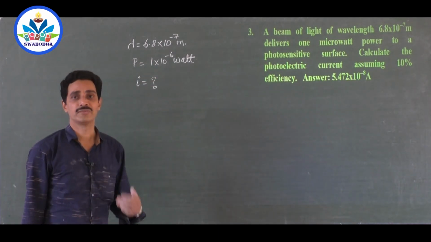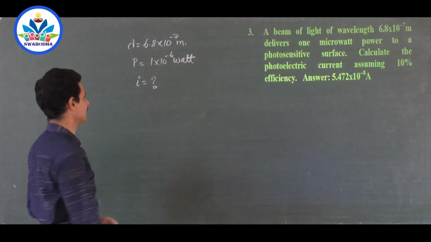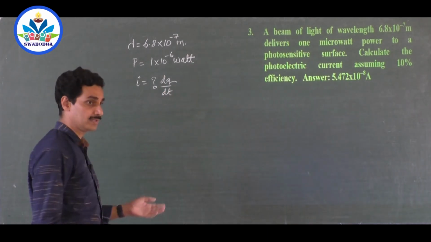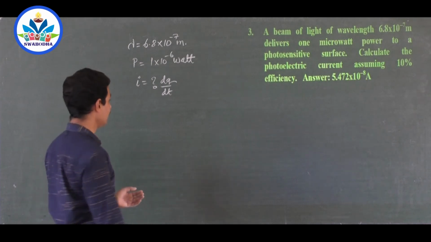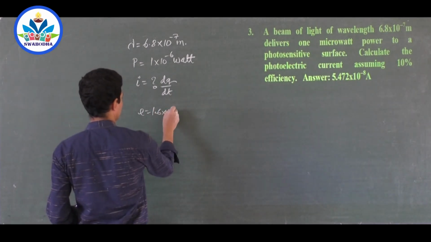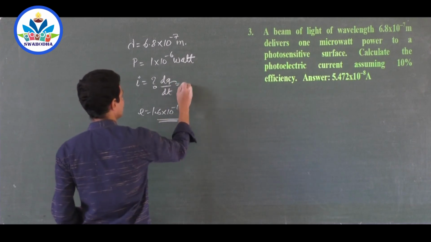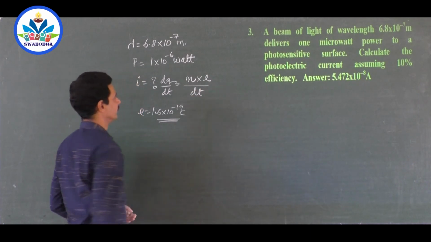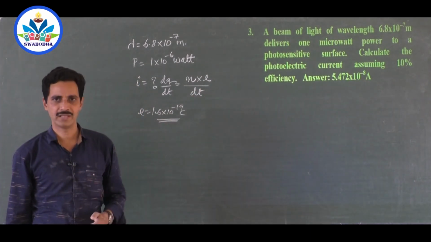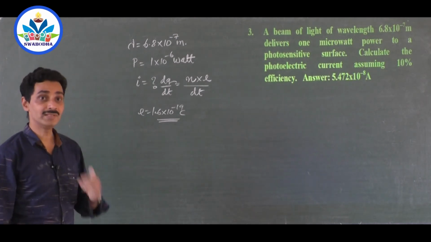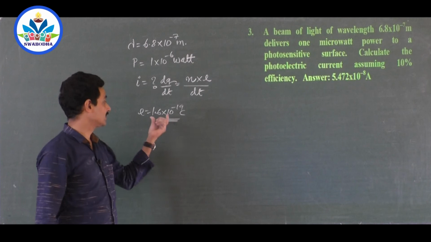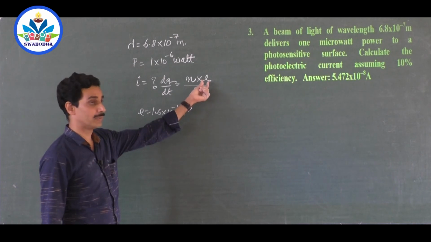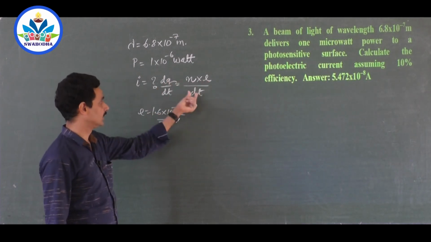Current is rate of flow of charges, the amount of charge flowing per second. I is equal to dq by dt. Each electron carries a charge of 1.6 into 10 to the power minus 19 coulombs. How many electrons have been emitted? N into charge of electron divided by dt. That is current. If 10 electrons move, it is 10 into 1.6. So the number of electrons moving per second into the charge of each electron is dq, in time dt.